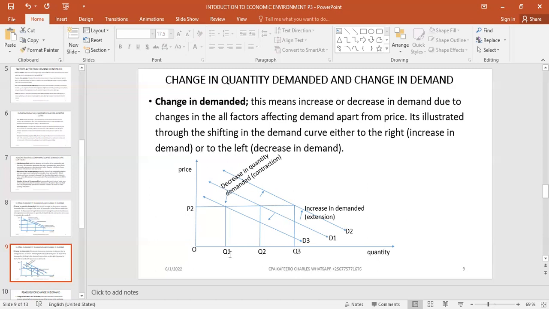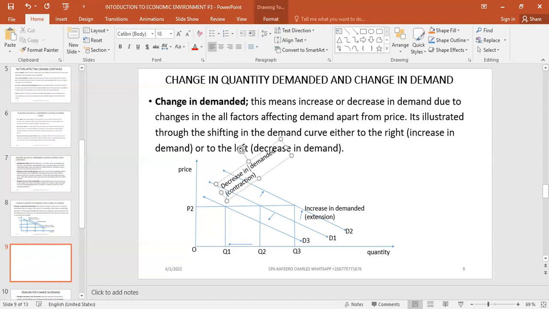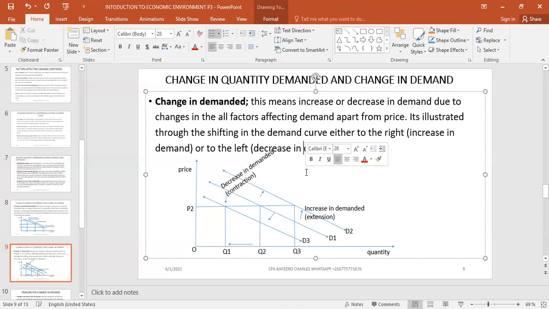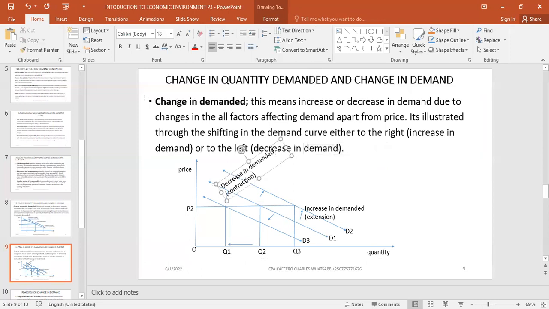When there is that reduction, we expect that this quantity, let me put an arrow, you'll be seeing it clearly that we are moving to that point. When you are moving to that point, it means there is a reduction in demand. Actually, this one is supposed to be demand, not quantity. There is a reduction in demand. This one I said is supposed to be demand. A decrease in demand.